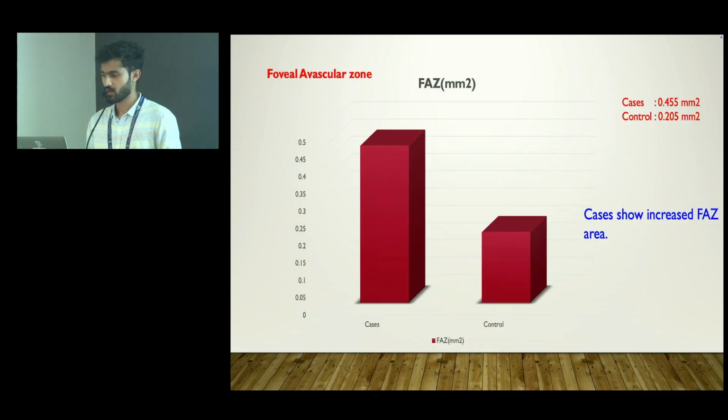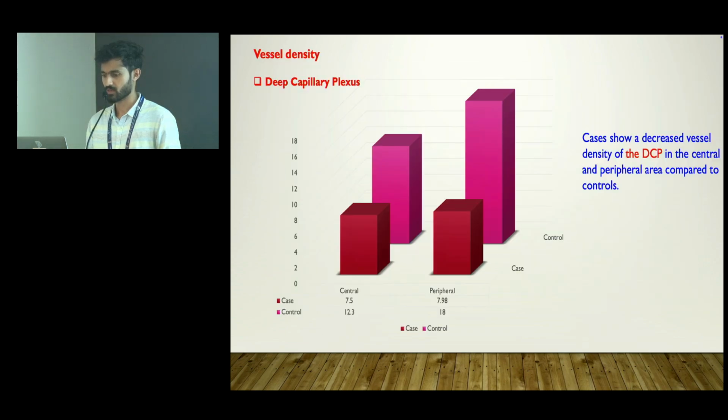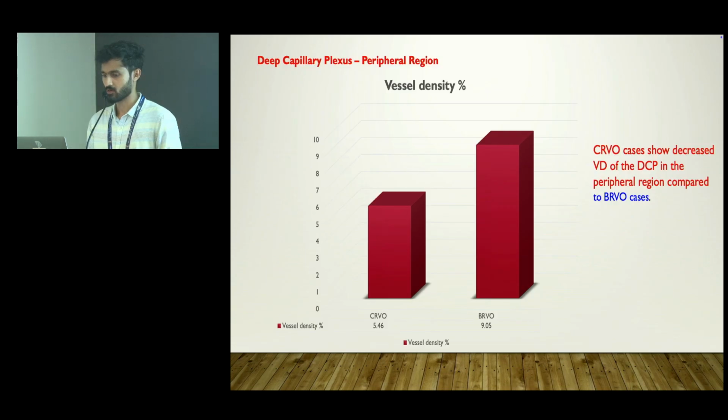The results were that cases showed an increased foveal avascular zone area, and in the vessel density, cases showed a decreased vessel density of the deep capillary plexus in the central and peripheral area compared to the controls. And in the superficial capillary plexus, cases showed a decreased vessel density in the central area. When looking at the deep capillary plexus in the peripheral region, the central retinal vein occlusion cases showed a more decreased vessel density than the branched retinal vein occlusion cases.